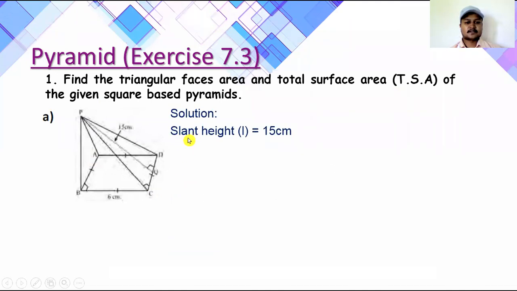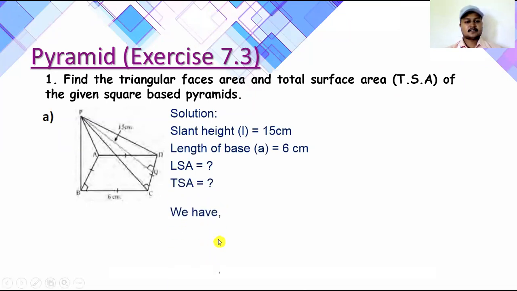Write the given things at first. Slant height L is equal to 15 centimeter. Length of base A is equal to 6 centimeter. And lateral surface area is equal to what? As well as total surface area is equal to what?